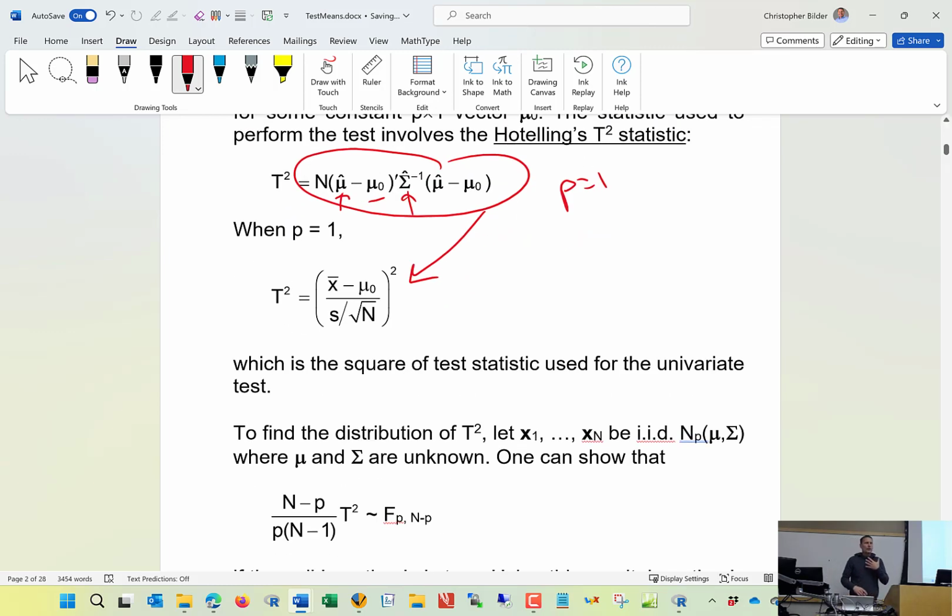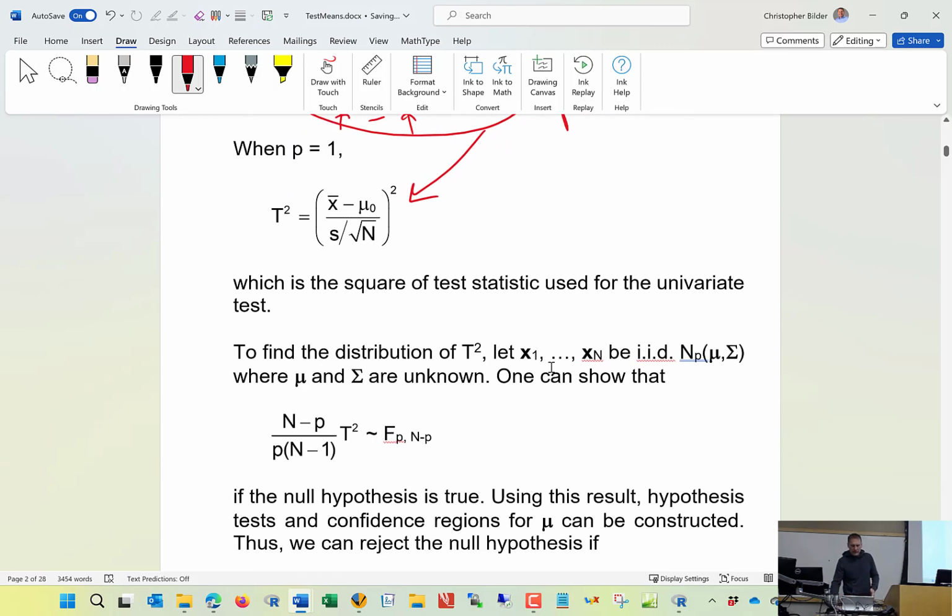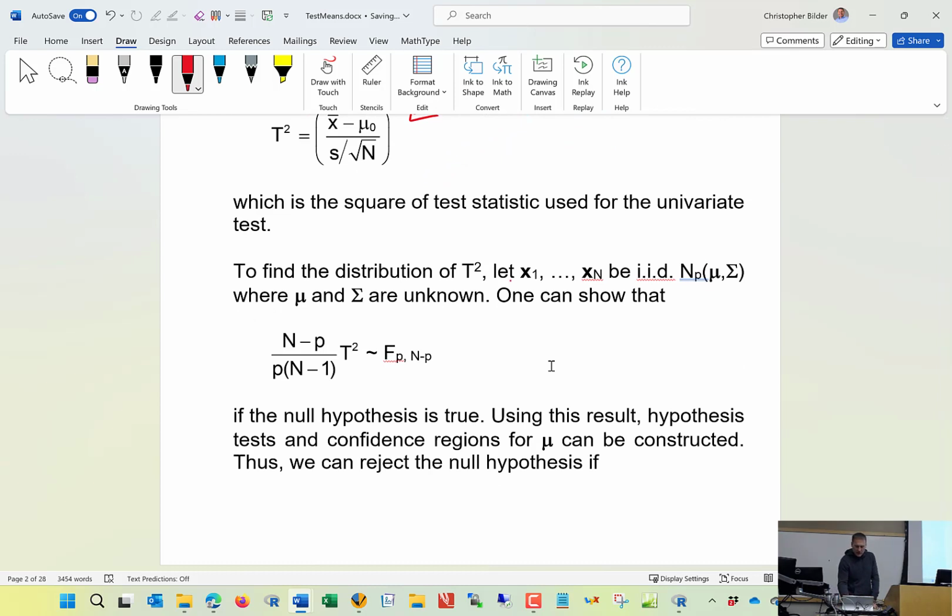Now, what about the probability distribution for t squared itself? Well, if we imagine we have a random sample from a population that can be characterized by a multivariate normal distribution, then if I take my t squared with some additional constants out in front, one could actually mathematically prove that that has an F distribution to it.